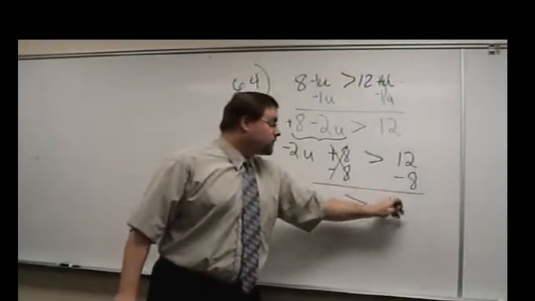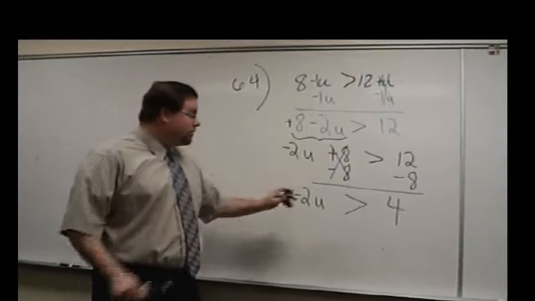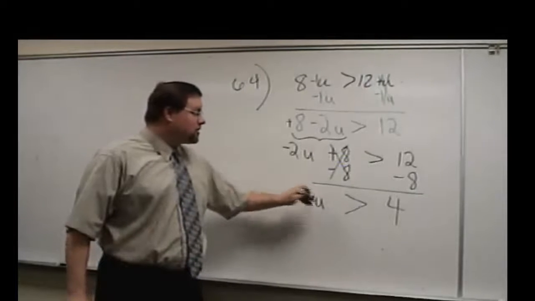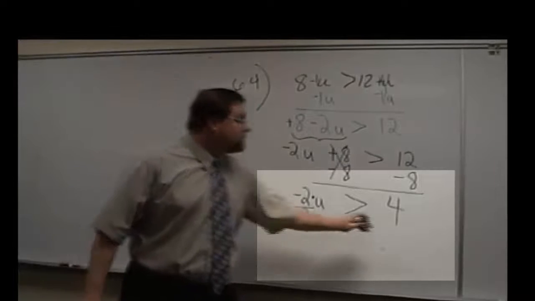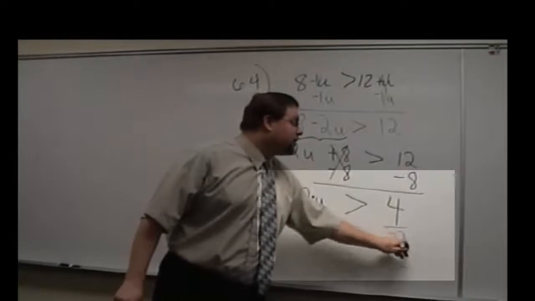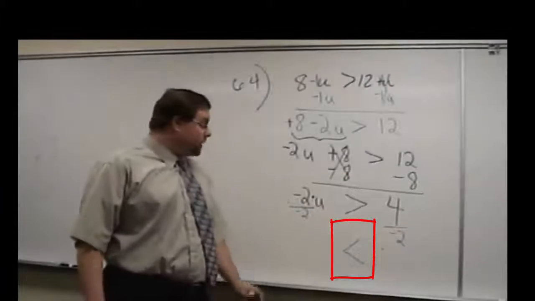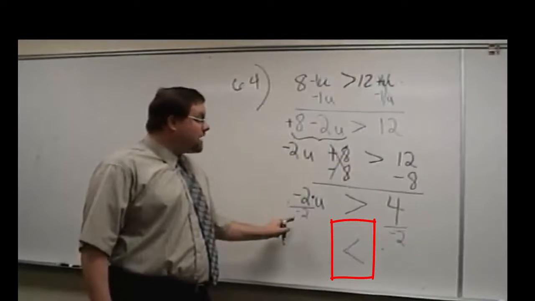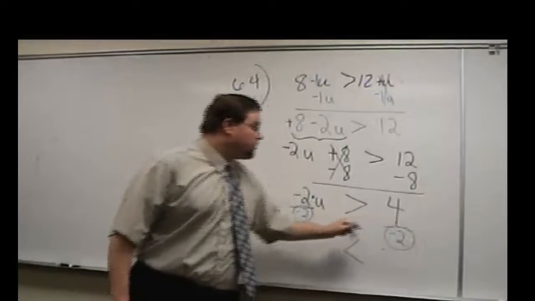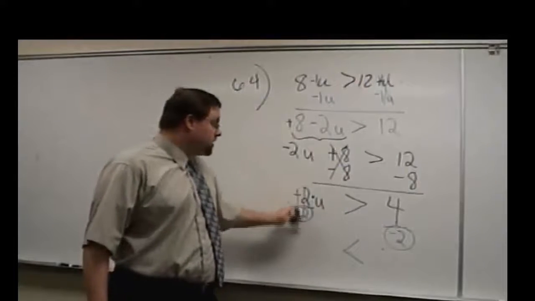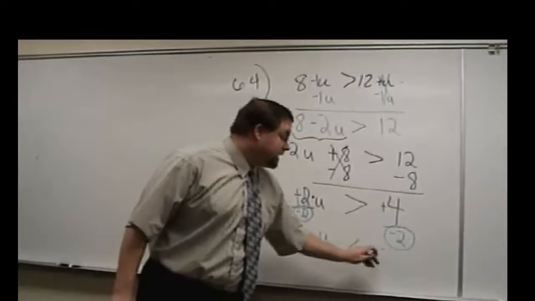And to get u alone, we have to do the divorce. So the opposite of multiplication is division. I'm going to divide both sides by -2. When you divide both sides by a negative, the inequality sign will flip over. Okay? But only when you multiply or divide by a negative. If I was dividing by a +2, the sign would have stayed the same. So I have u is less than 4 over -2, which is -2.